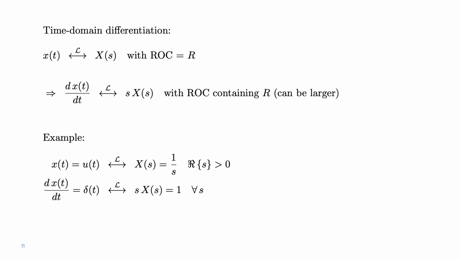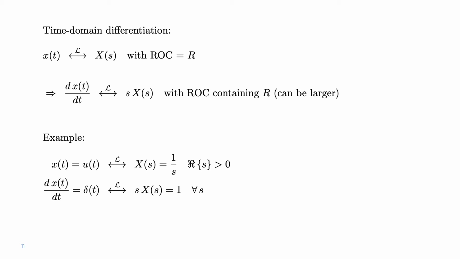Let's move on to differentiation. So if we do differentiation in the time domain, then the derivative of x of t in dt will have as a Laplace transform s times x of s. So differentiation corresponds to a multiplication by the complex variable s. Again, this is similar to what happens with the Fourier transform, where a differentiation in time corresponds to a product by j omega in frequency.